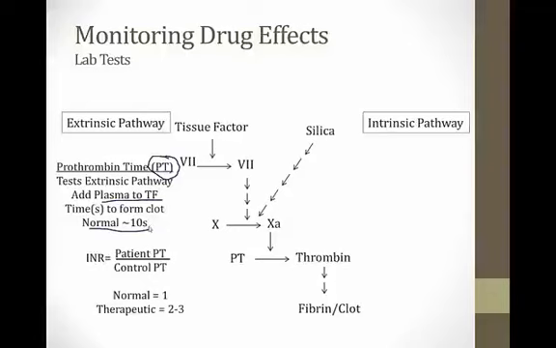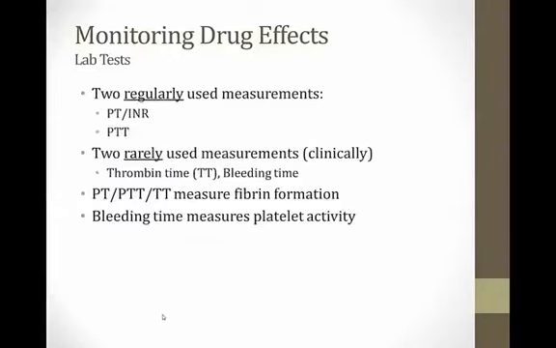Now, because there's variability in how this test is performed from one lab to another, we take the patient's prothrombin time and divide by a control for each lab to get an INR value. So normal would be 1 and therapeutic would be 2 to 3. And usually we don't talk about the PT itself very much. We talk instead about the INR. And for a patient, for example, with AFib, the target INR is usually 2 to 3. So the 2 regularly monitored blood tests then are PT-INR and PTT.